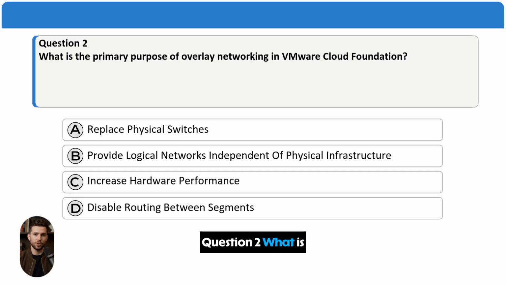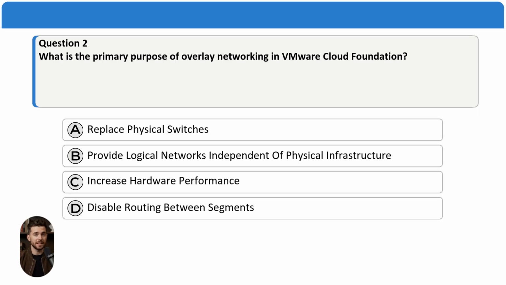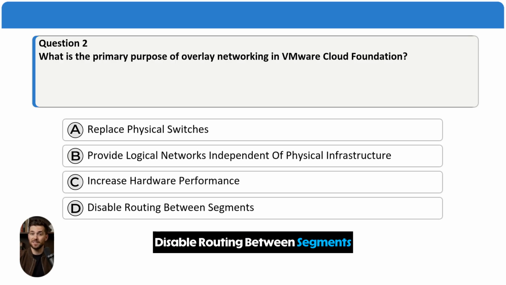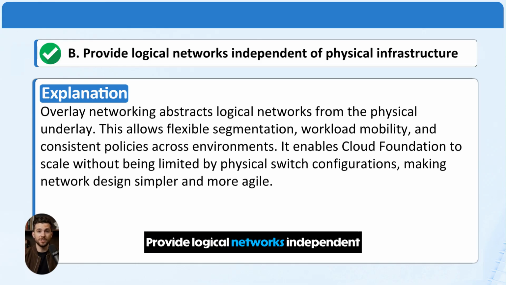Question 2. What is the primary purpose of overlay networking in VMware Cloud Foundation? A. Replace physical switches. B. Provide logical networks independent of physical infrastructure. C. Increase hardware performance. D. Disable routing between segments. Correct answer, B. Provide logical networks independent of physical infrastructure.